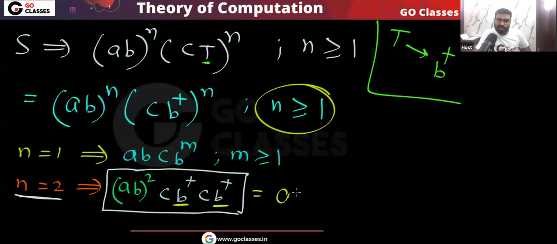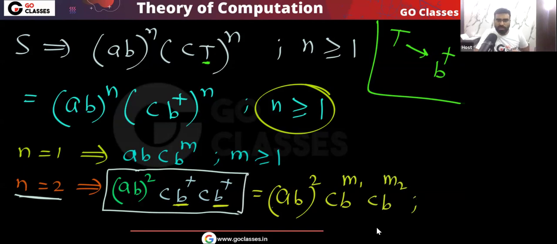So can I write it as ab whole square, then cb power some value m1, cb power some value m2, where m1, m2 are greater than or equal to 1? Understood this? Please let me know.